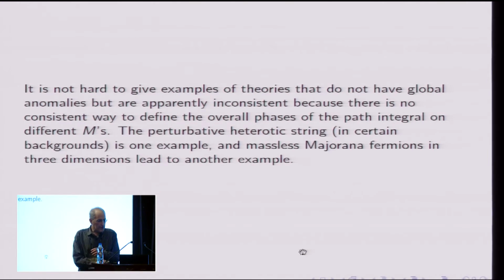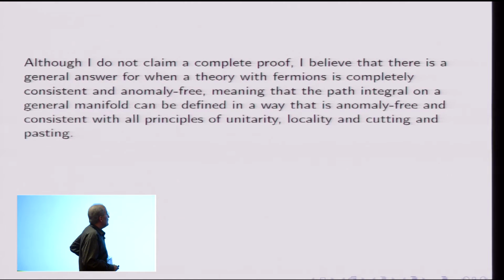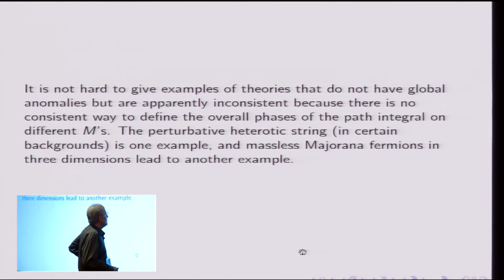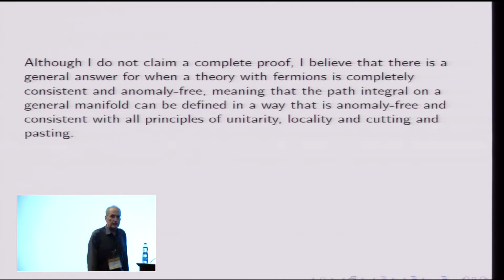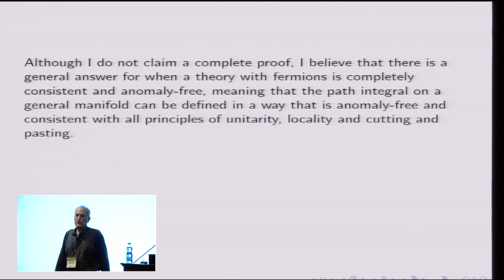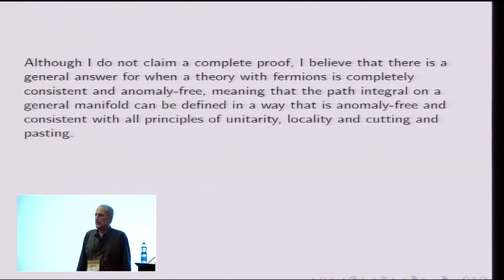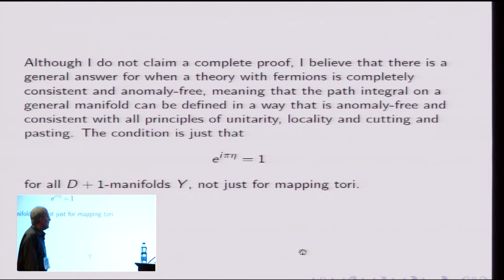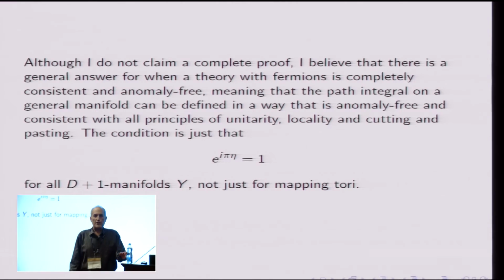The perturbative heterotic string in certain backgrounds is one example, and massless Majorana fermions in 3 dimensions lead to another example. Although I don't claim a complete proof, I believe there's a general answer for when a theory with fermions is completely consistent and anomaly-free, meaning that the path integral on a general manifold can be defined in a way that's not just free of all perturbative and global anomalies, but moreover satisfies all physical principles of unitarity, cutting, and gluing. The condition is just that e to the i pi eta is 1 for all d plus 1 manifolds, whether they are mapping tori or not.